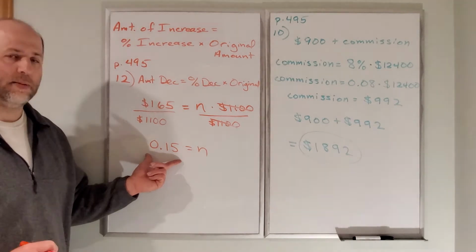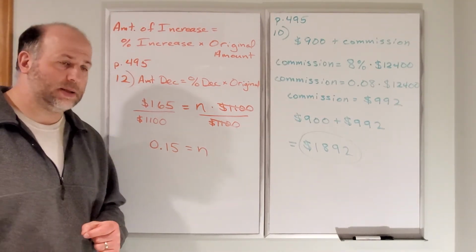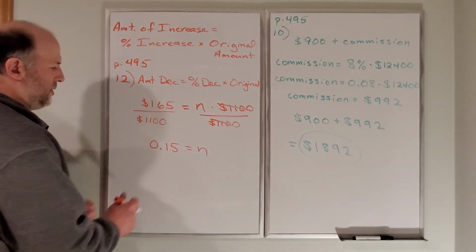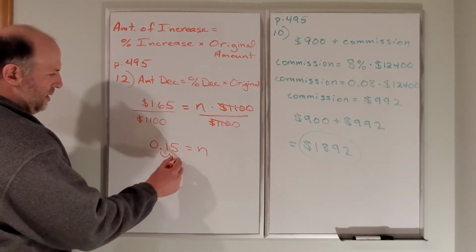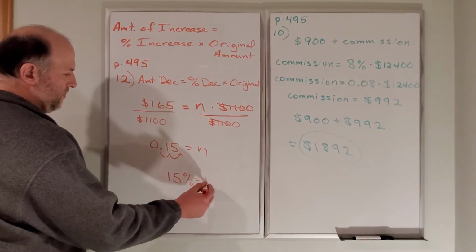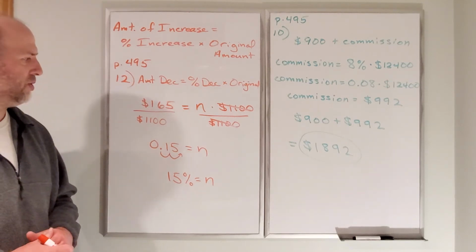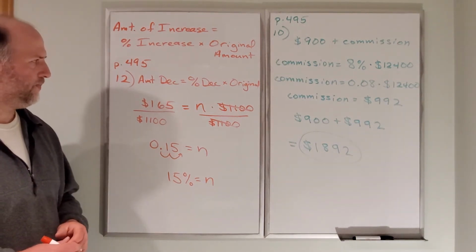But keep in mind, in problem 12, they're asking for this missing or unknown percent. How do I go from a decimal to a percent? I've just got to shift the decimal point 2 place values to the right. And I have my unknown percent, or my missing percent of decrease.